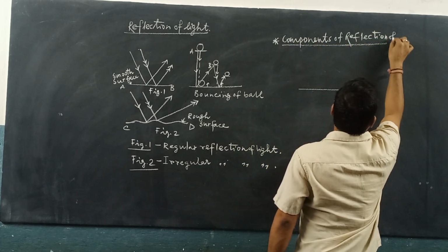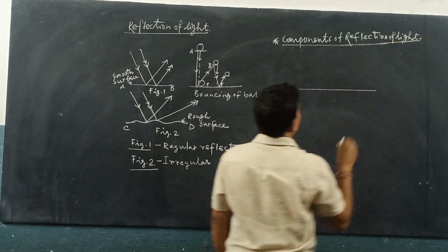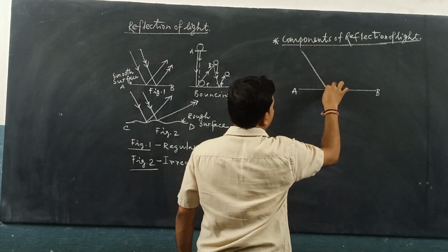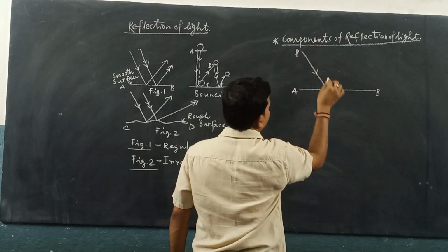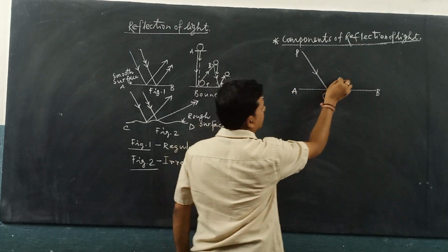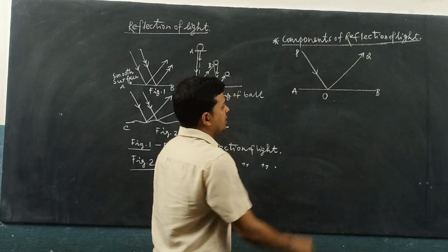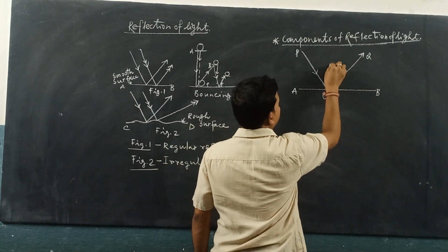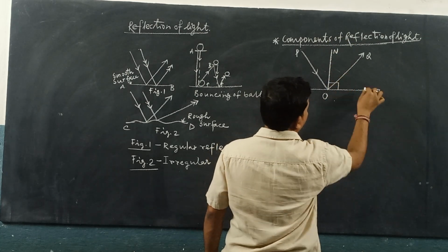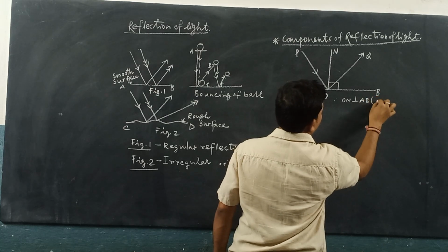Components of reflection of light. What are these? Let us consider AB is the reflecting surface. A light ray coming from the point P is incident on the reflecting surface at the point O, and finally goes back to the first medium along the path OQ. If a perpendicular is drawn at the point of incidence, let this be ON. So here ON is the perpendicular drawn on AB.